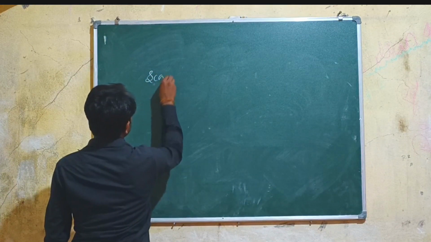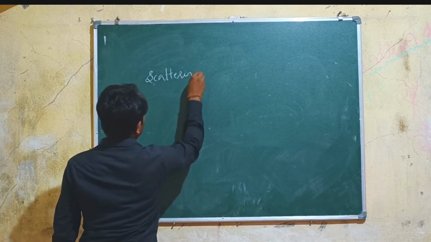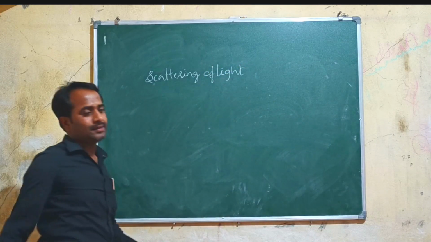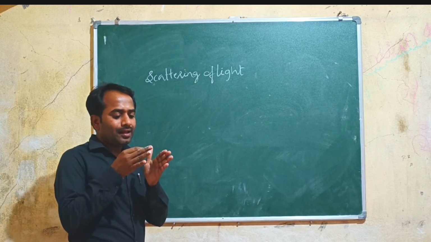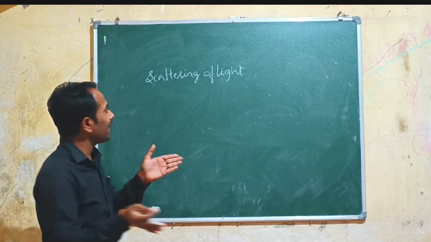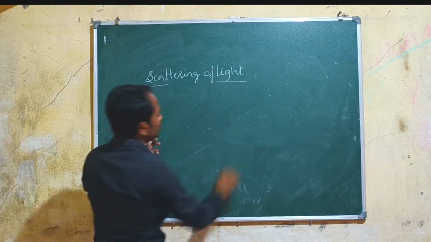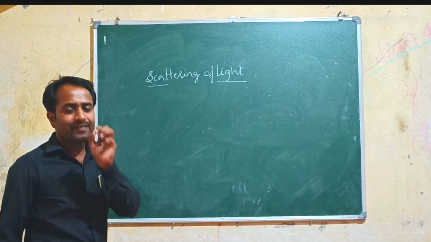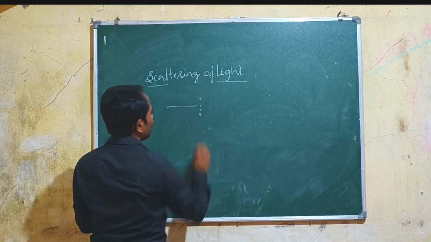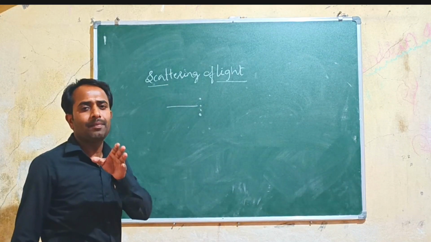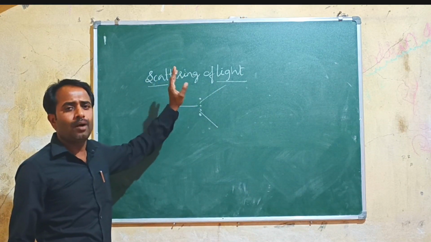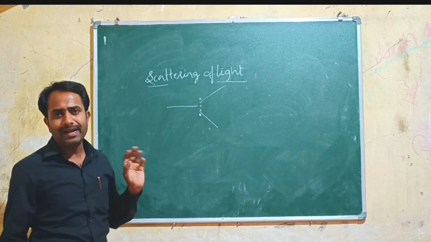Scattering of light. Light splits in different directions. This phenomenon of the nature of light is called the scattering of light. If any colloidal particles come in the traveling path of the light, the light gets reflected. This nature of light is said to be the scattering of light.